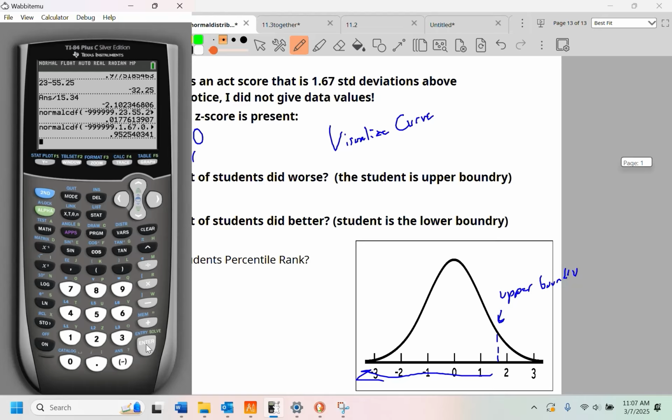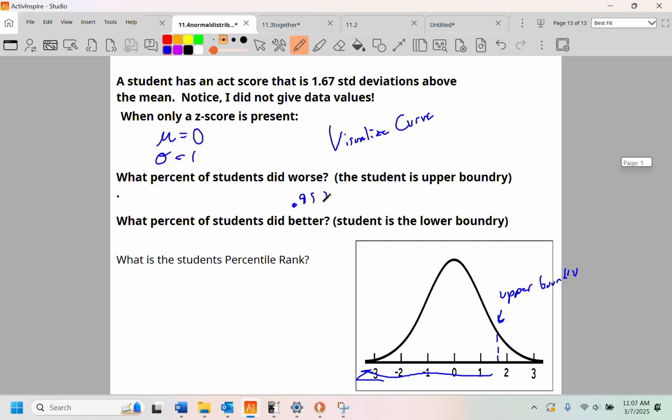Most of the population did worse than he did, 0.9525, or 95.25% did worse. What students did better? Now, hopefully you catch on that this is 100 minus 95.25, which is going to be 4.75%. What is the student's percentile rank? The truth is, we'd round, we'd say 95th percentile.